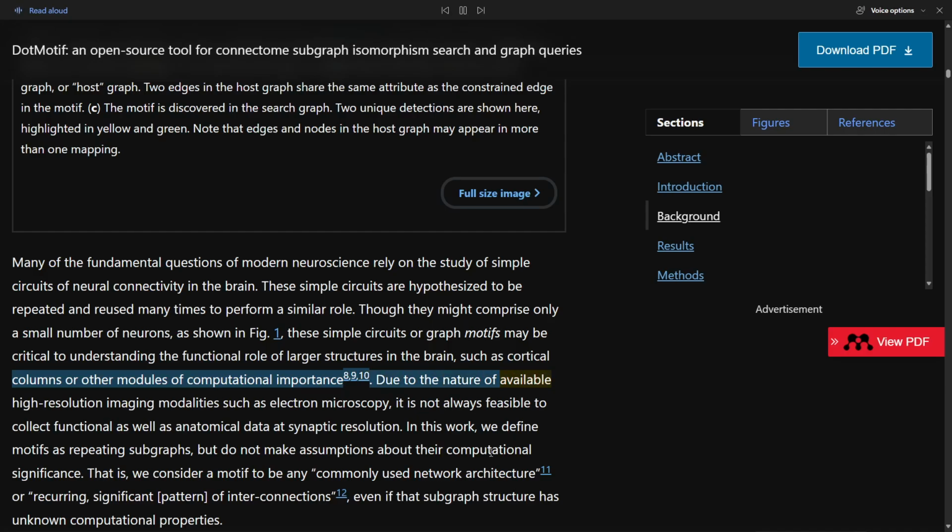Due to the nature of available high-resolution imaging modalities, such as electron microscopy, it is not always feasible to collect functional as well as anatomical data at synaptic resolution. In this work, we define motifs as repeating subgraphs, but do not make assumptions about their computational significance. That is, we consider a motif to be any commonly used network architecture, 11, or recurring, significant pattern of interconnections 12, even if that subgraph structure has unknown computational properties.